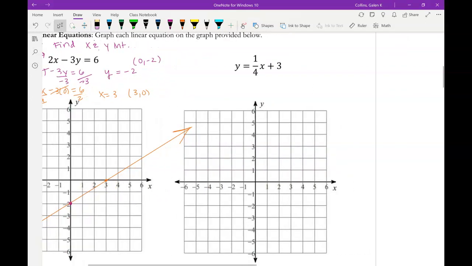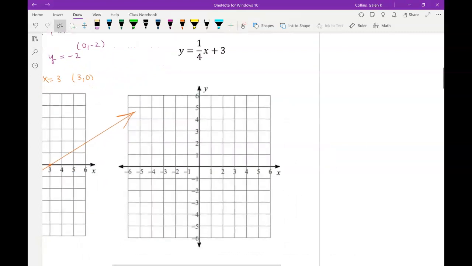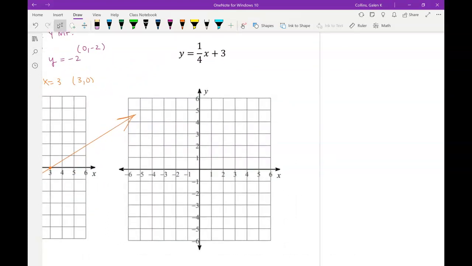For the second example, though, I think I would rather just graph this using the y-intercept and the slope, since it's already in slope-intercept form. So remember, if our slope is 1/4, I could think of that as rise over run. So for every 4 I move to the right, I rise 1. I could think of that as a unit rate. For every 1 unit I move to the right, I rise 1/4 of a unit. Probably easier to graph the first way.